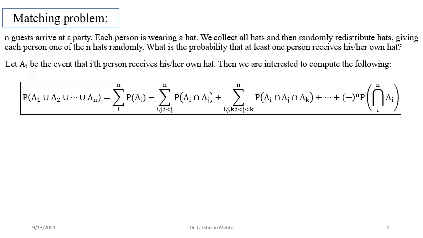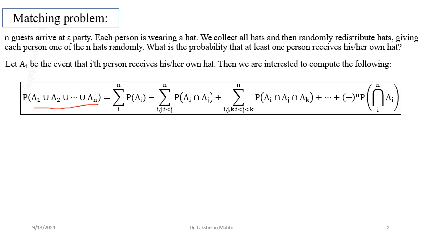So the same problem I am discussing, the exact computation was in this format. You have to compute the probability that at least one person receives his or her own hat. If you focus on this, it is talking about a union. So just apply the principle of inclusion-exclusion that we had seen.